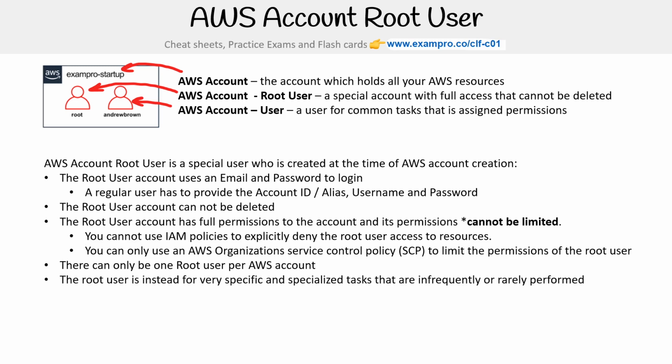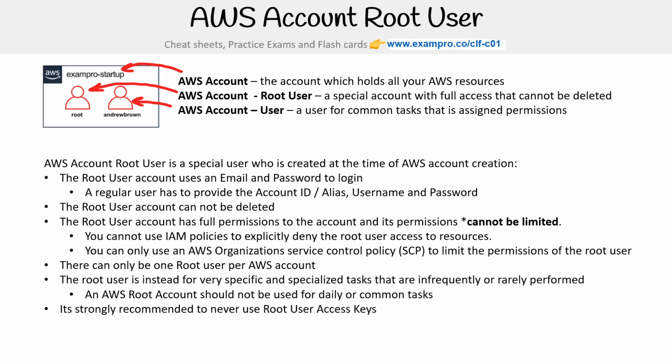The root user is instead for very specific and specialized tasks that are infrequently or rarely performed, and there's a big list, and we'll get into that here in a moment. And the AWS root account should not be used for daily or common tasks. It's strongly recommended to never use the root user's access keys, because you can generate those and use them. It's strongly recommended to turn on MFA for the root user, and AWS will bug you to no end to tell you to turn it on.